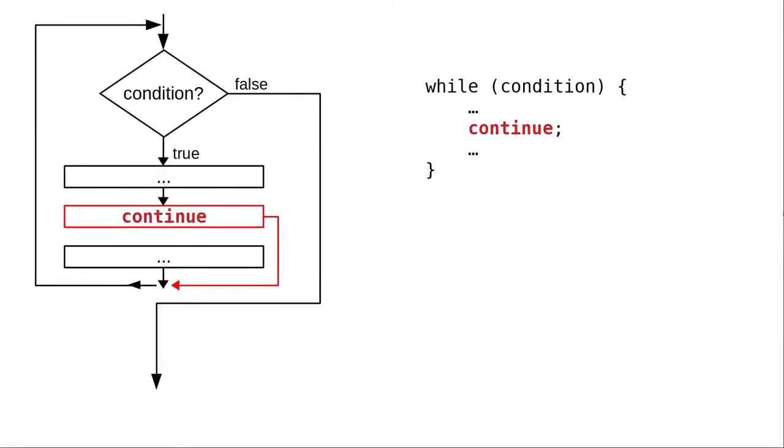The other concept that I want to touch on very briefly is continue. Continue jumps to the end of the loop and starts the next iteration. It doesn't exit the loop. This is not as commonly used as break. You can almost always use an if statement to get the same effect as a continue.